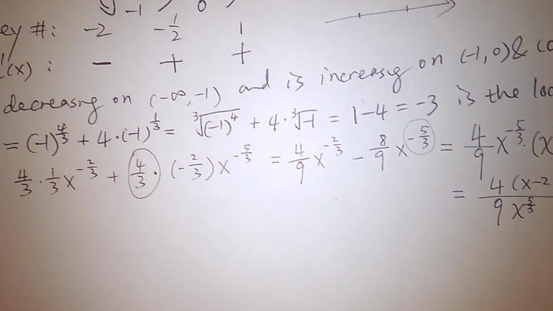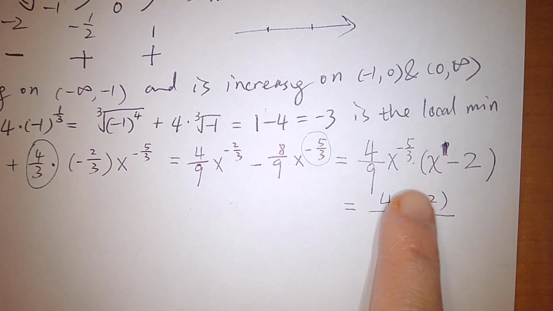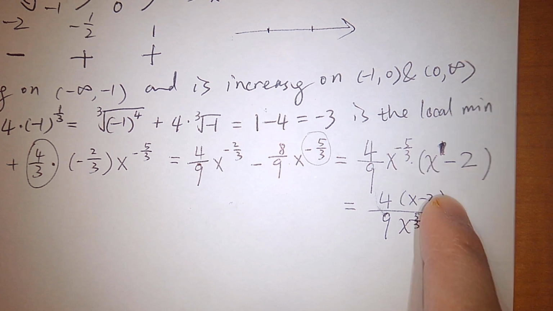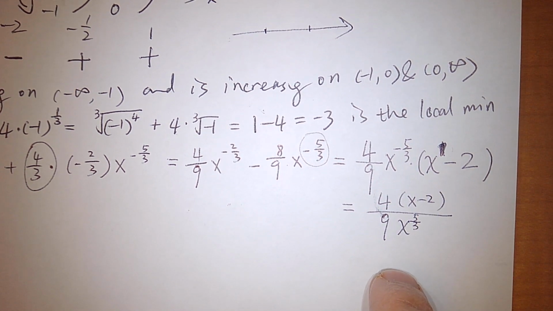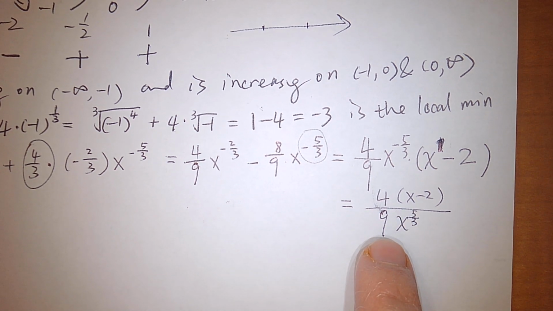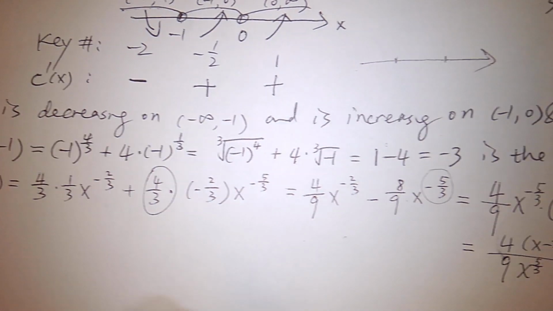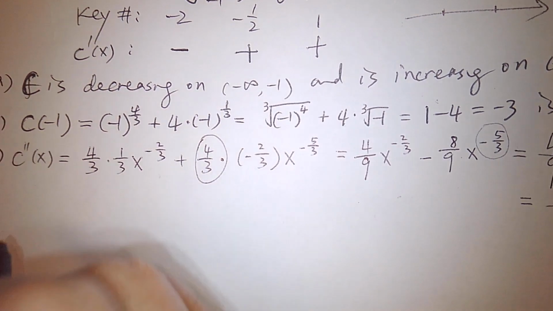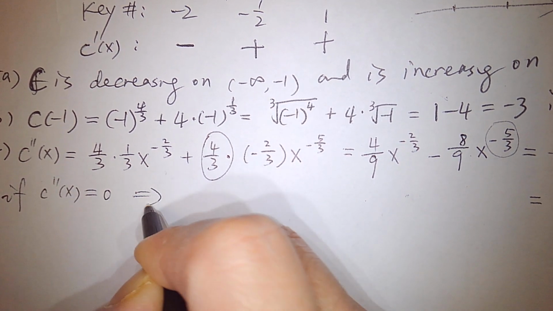So if we know the C prime prime, what do we do? Just like when we find the critical numbers for C prime, we're going to let C prime prime equal 0, and we let C prime prime does not exist. That will give us the special numbers for C prime prime. I'm not calling these critical numbers, because critical number only refers to the first order derivative. For the second order derivative, we just call these special values of x. Alright, so if C prime prime of x equals 0, it will imply x equals what, guys?